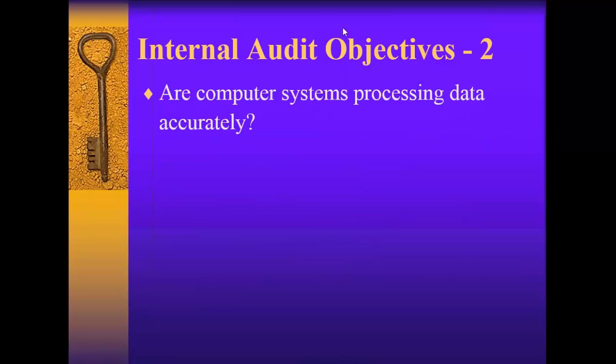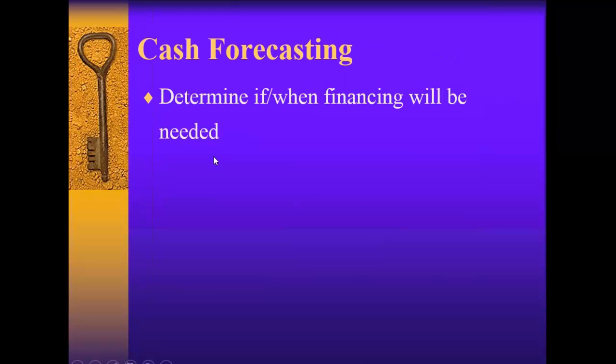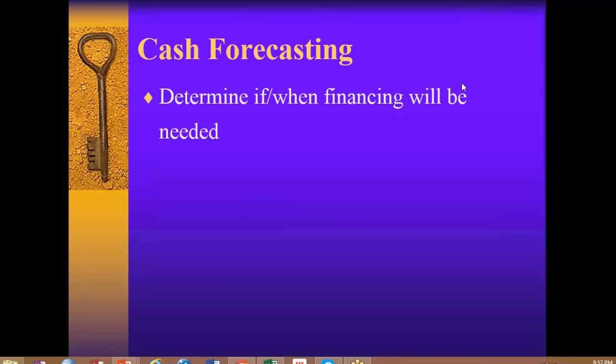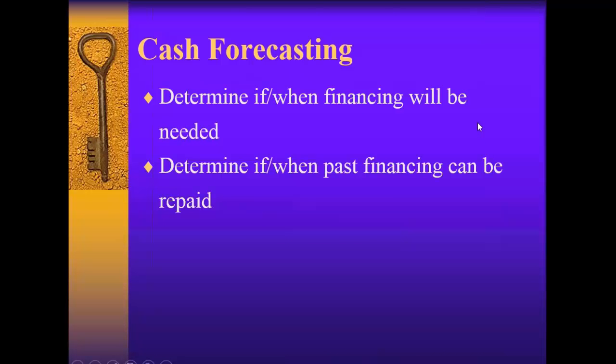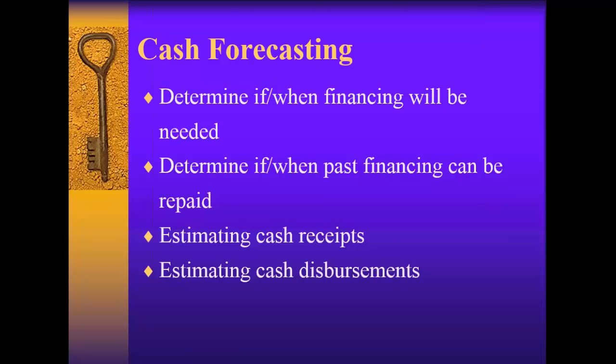Okay. So when we talk about cash, and again, we're looking at this from the perspective of the controller, we're going to determine, if we need financing, when that financing should take place. We want to look at cash from the perspective of when we can repay our debts, estimating cash receipts, estimating cash disbursements. So the cash cycle is critical to the organization because people need to get paid.